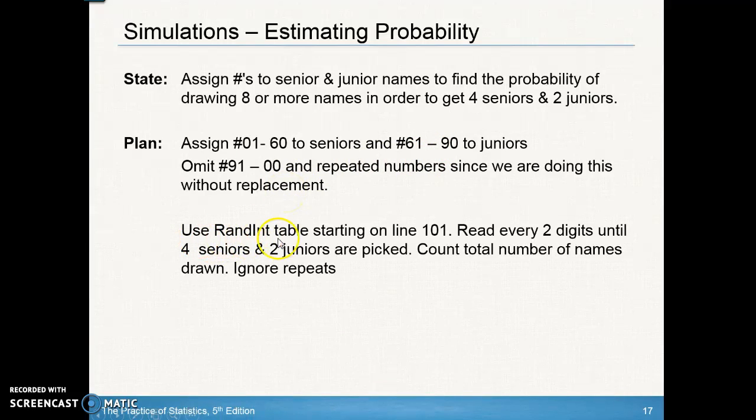So how do we do this? We use the random integer table starting at line 101, so we're telling the person where to start. Because we've assigned 2 digits to the juniors and the seniors, we're reading every 2 digits until 4 seniors and 2 juniors are picked. We're going to count the total number of names drawn, and we're ignoring repeats. So basically, we're just looking at numbers, seeing when we get 4 seniors and 2 juniors, and counting how many numbers we had to pick until we got them. Keep saying that correctly. Haha.